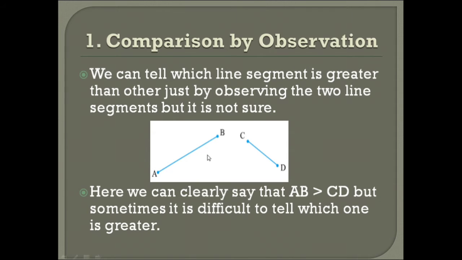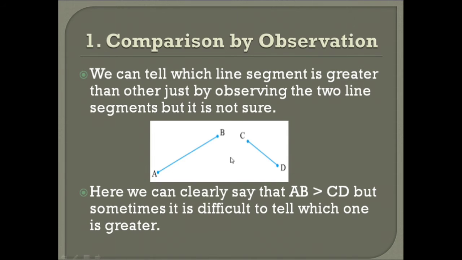Suppose this is a figure being given. This is line segment AB and this is line segment CD. Now while looking at the line segments, we can easily say that line segment AB is greater and line segment CD is smaller. But sometimes what happens? Sometimes it is very difficult. Suppose there is only a very minute difference between the two line segments, then by mere observing, we cannot find which is the bigger line segment. So this method cannot be applied to each and every line segment.